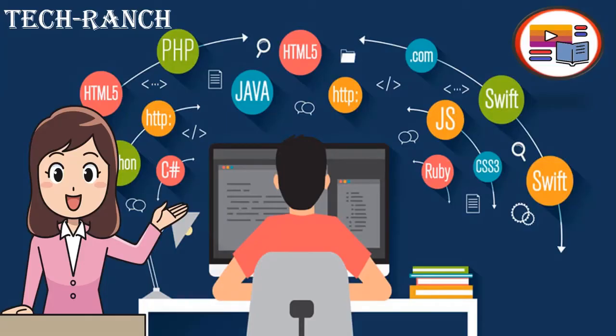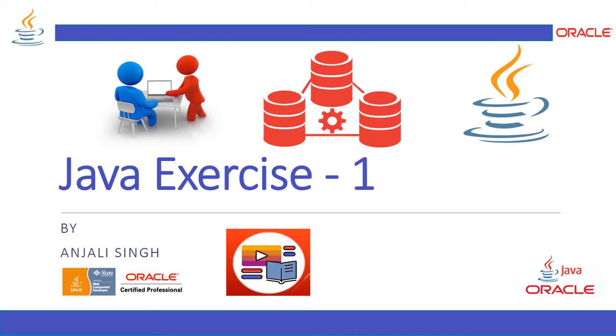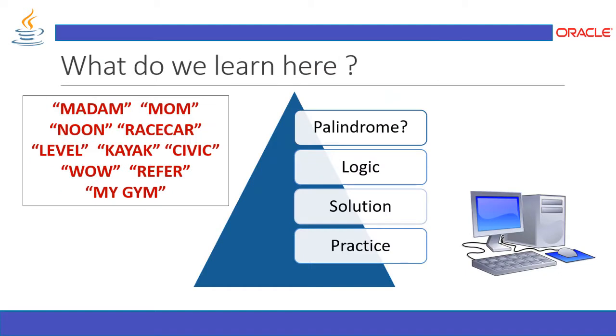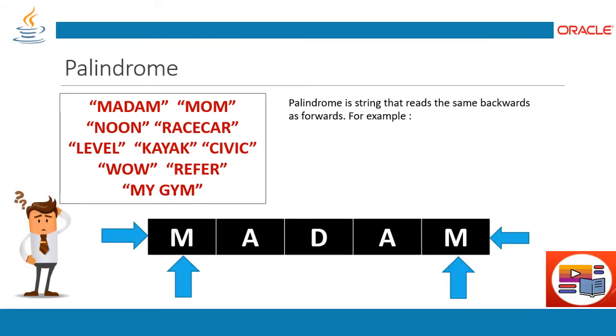Let's make coding fun. Java Coding Exercise Series 1, Palindrome: how to program to check whether a string is palindrome or not in Java using control statements. In this session, we'll see what a palindrome actually is, the logic, solution, and the practice. Along with that, we'll see some real-time live uses of palindrome. Now let's start with what a palindrome actually is.